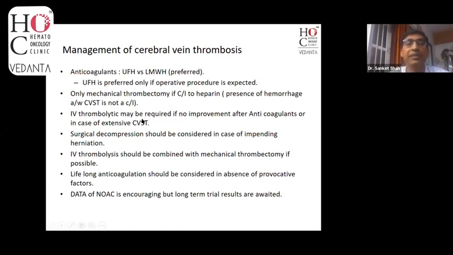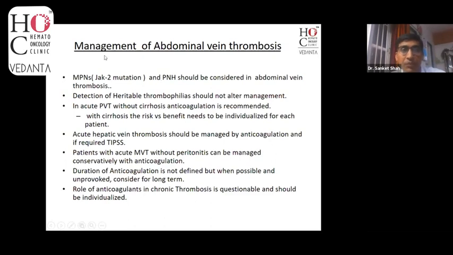IV thrombolytics may be required if there is no improvement after anticoagulants or in case of extensive CVST. Surgical decompression should be considered if there is a chance of herniation. IV thrombolysis should be combined with mechanical thrombectomy if possible. Lifelong anticoagulant should be considered. Data on NOACs is encouraging, but we still need some long-term trials.